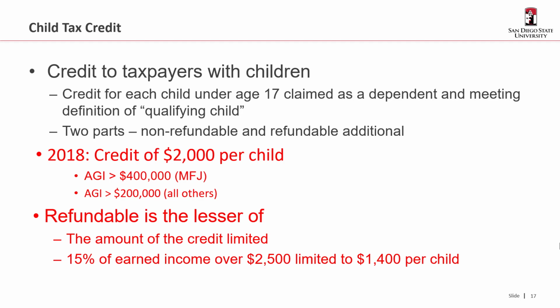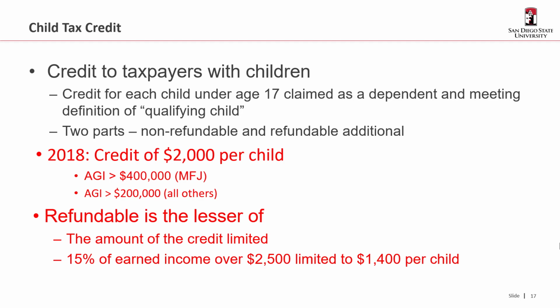So let's start in 2018. The credit is $2,000 per child. We know that it starts to phase out at $400,000 for married filing joint income (AGI), and $200,000 for all other taxpayers. These thresholds are increased substantially over the previous ones, and this one phases out $50 for every $1,000 you're over the threshold, or part thereof $1,000 that you're over the threshold.